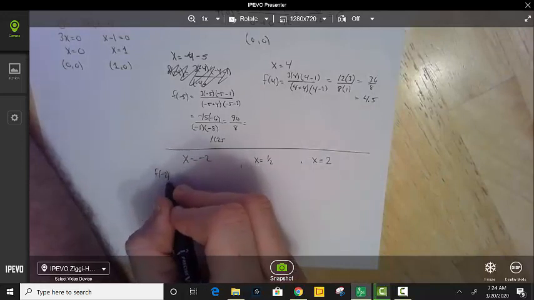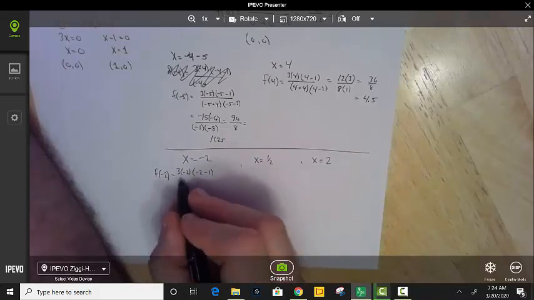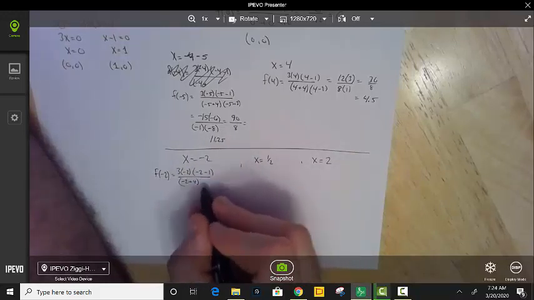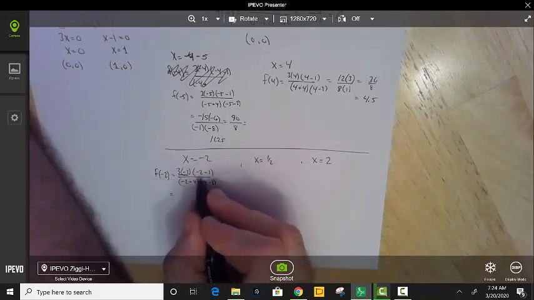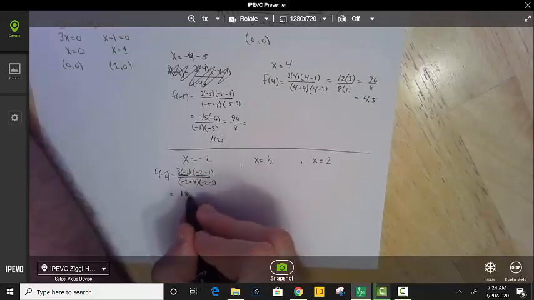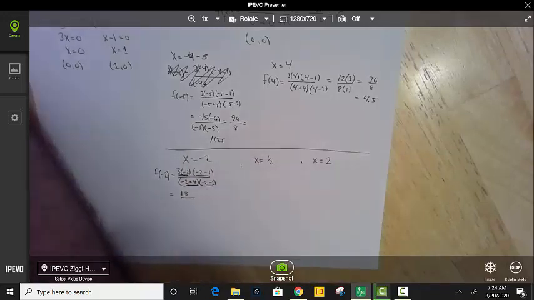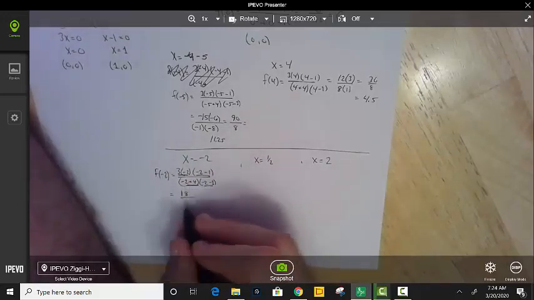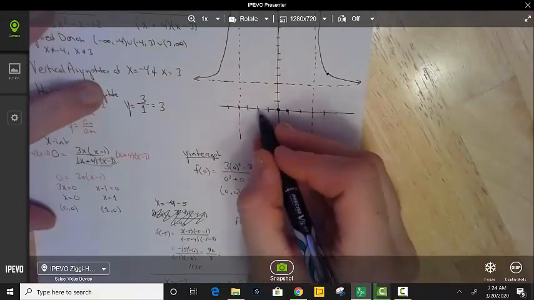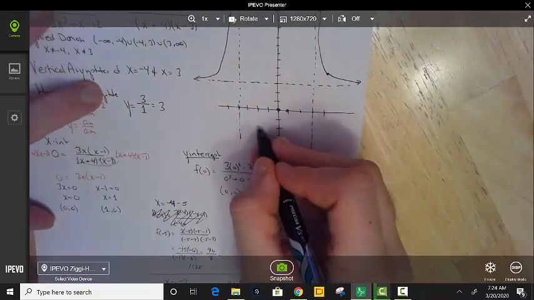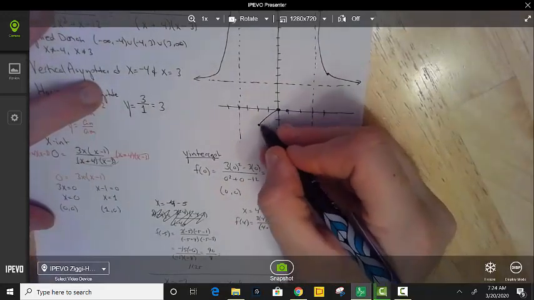So f of -2: 3 times -2, -2 minus 1, -2 plus 4, -2 minus 3. Guys, you can work through this. That's -6. That's going to be -3. That makes 18 on top. -2 plus 4 is 2. -2 minus 3 is -5. 2 times -5 is -10. So we get -1.8. So -2 gives us an answer of -1.8. We're going to plot that point. Okay, so we already know that this graph's going to do this.